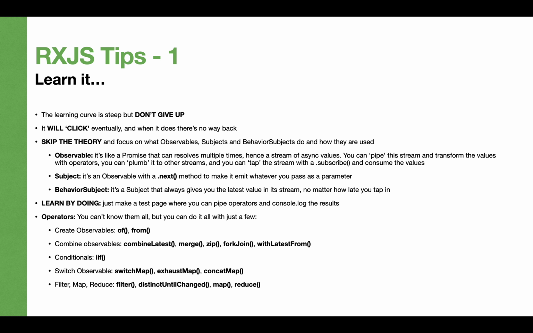A BehaviorSubject is a subject, so it has a next method, but when you tap into it, it will always give you the last value that was emitted. It's like if you open a water tap, it will emit the last droplet that was emitted by the stream. Maybe that droplet was emitted 10 years ago, all right? Hope this helps.